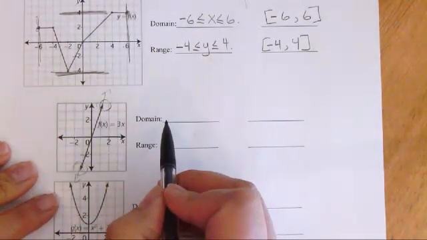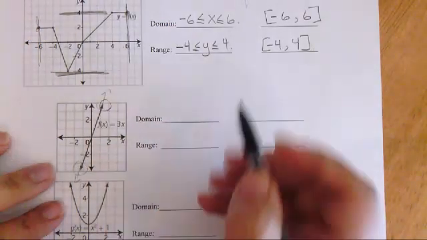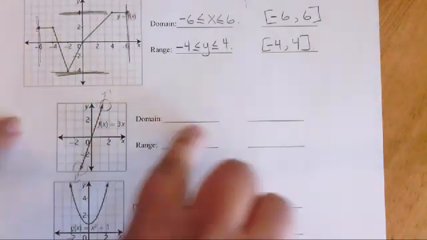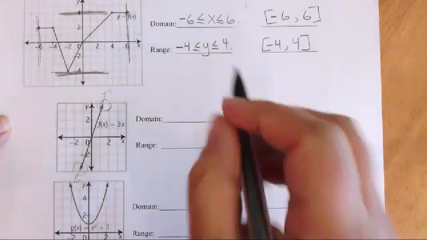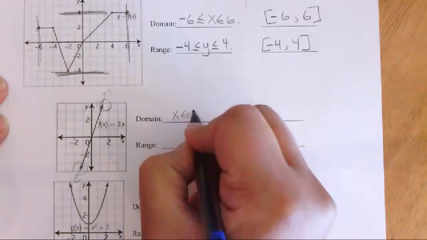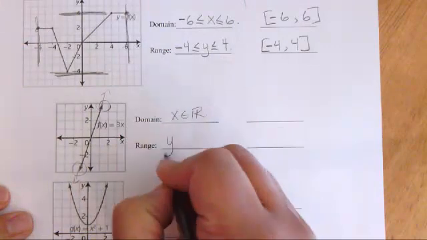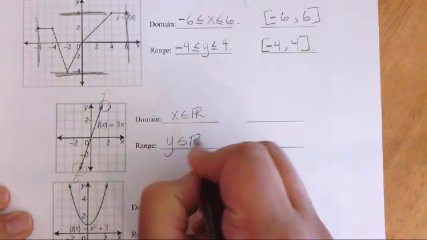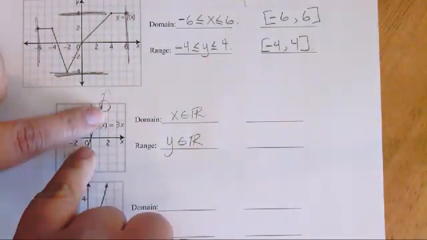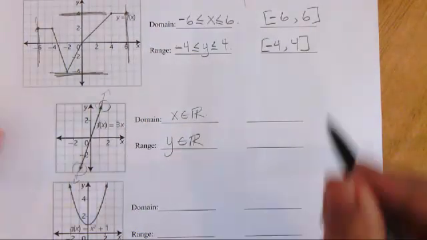So now we need to separate and look at the X values and the Y values. In that direction, it keeps going, which is the X's. So we'll just say X is an element of the reals because every real number is included. And same for Y: Y is an element of the reals. The Y values keep going up that way.